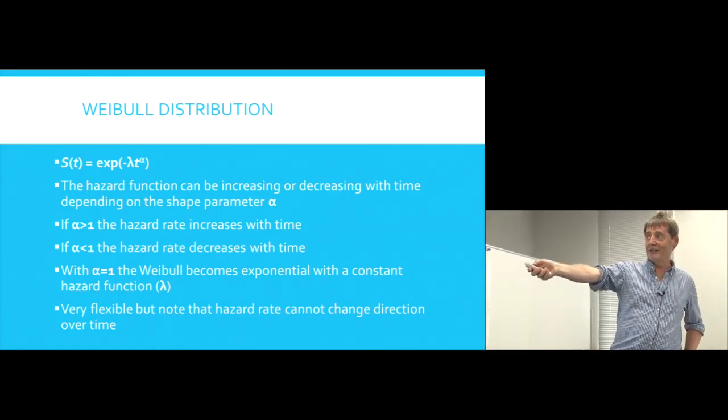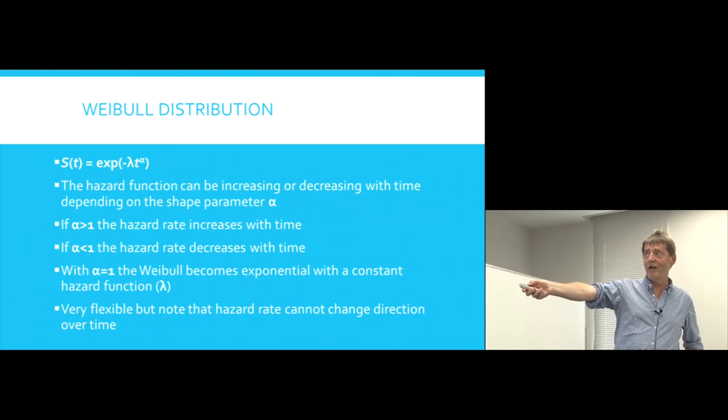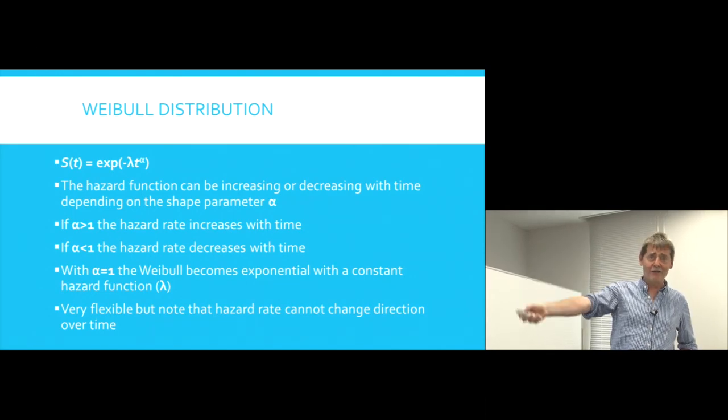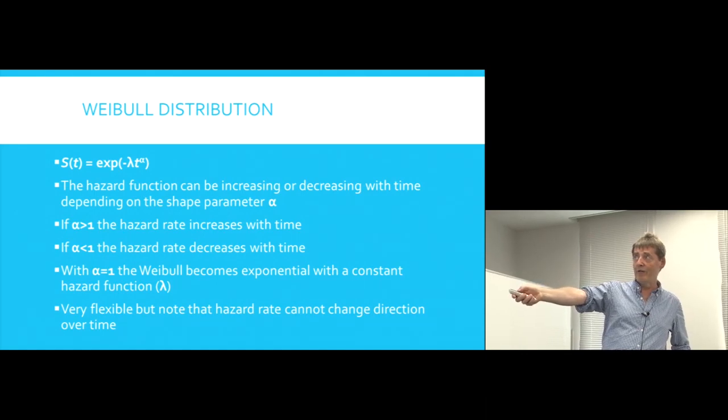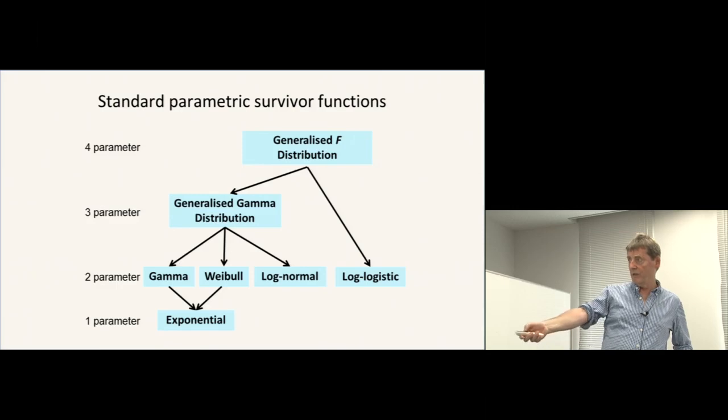So formally, it's a survival function. Survival is a function of time, and it's specified as the exponential of minus lambda times t to the alpha. So, as you can see, we've got 2 parameters, lambda and alpha. So Weibull was here, one of the 2-parameter models. Okay.